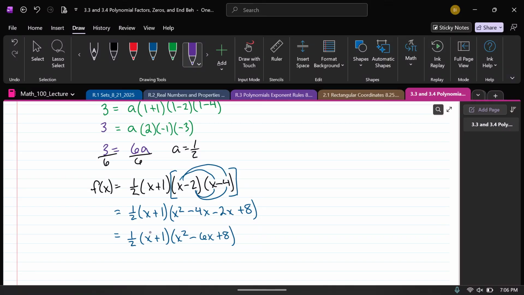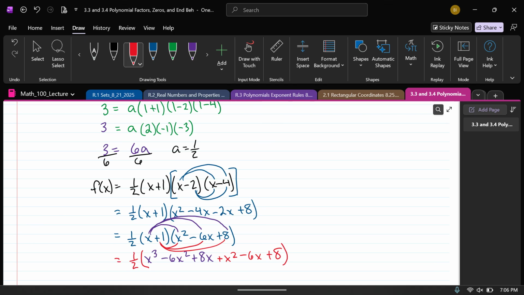So I'm going to distribute the x. X times x squared is x cubed. X times negative 6x would be negative 6x squared. X times 8 would be plus 8x. Then I'm going to distribute the plus 1. That's plus x squared minus 6x plus 8. Put parentheses around that. The 1/2 still hanging out there. Hadn't done anything with it yet. We're about to, though. After I simplify this, I can then distribute the 1/2.